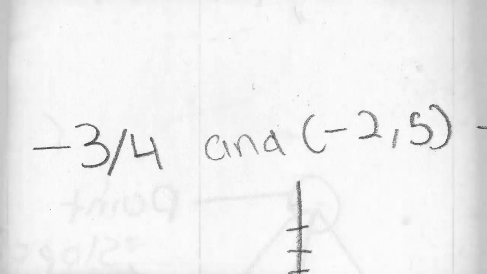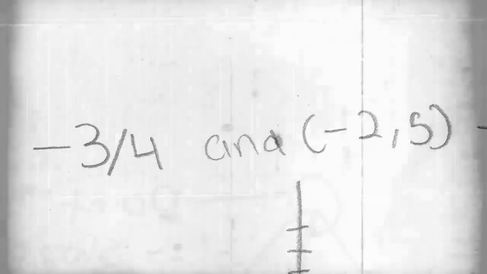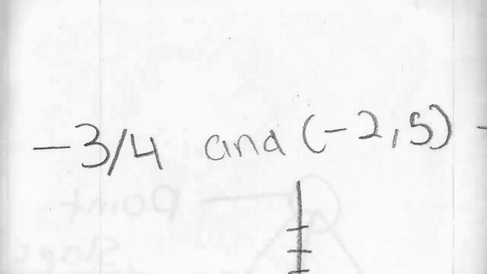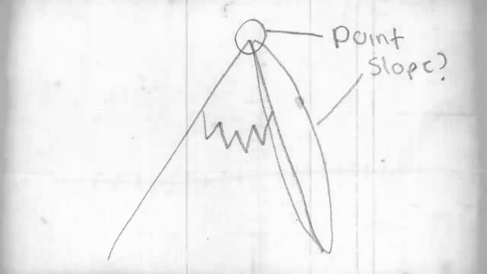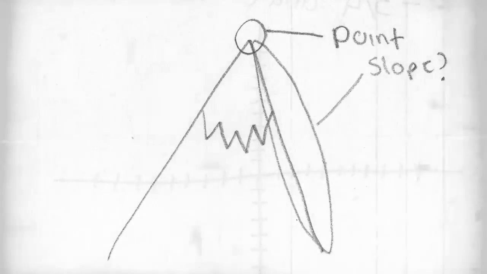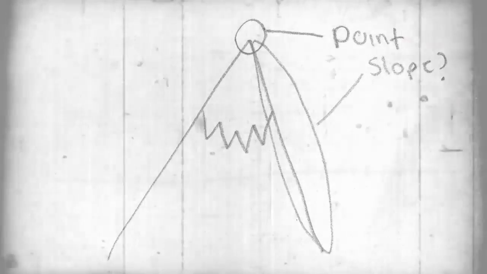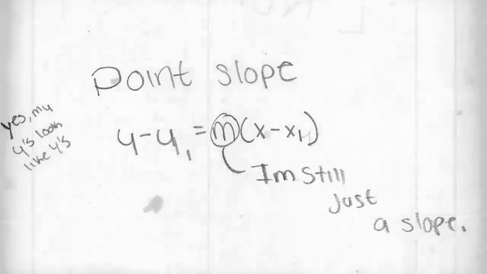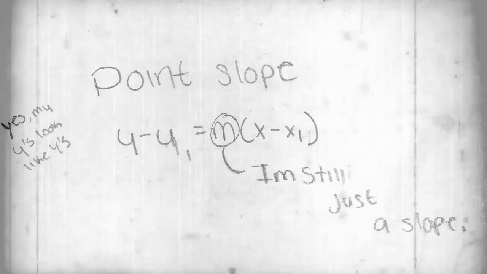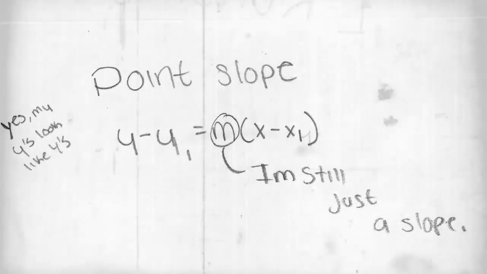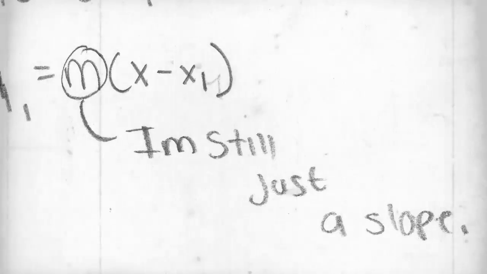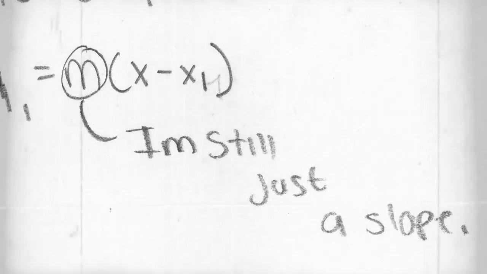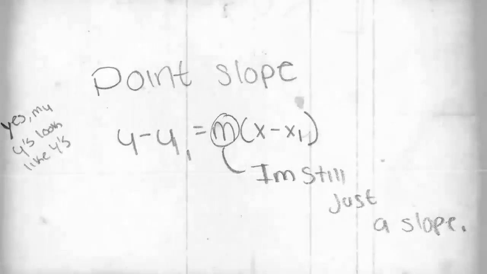Now, let's write an equation that has a slope of negative 3 over 4 and contains the point (-2, 5). This is where our next equation comes in. Point-slope form is the name for it. The equation for point-slope form is y minus y1 equals m, parentheses, x minus x1, parentheses. M in this equation is still our slope, but what is different is that we have y1 and x1. This is where our points will go.